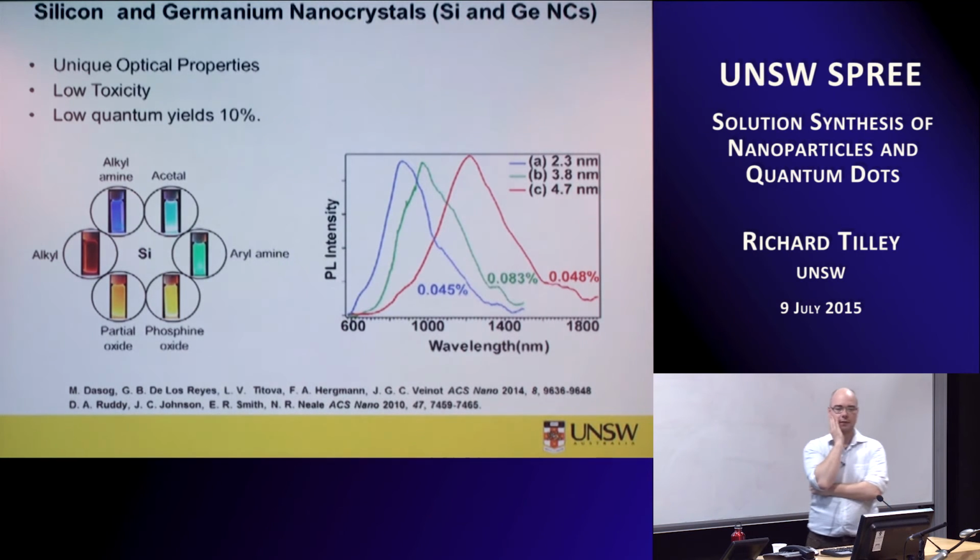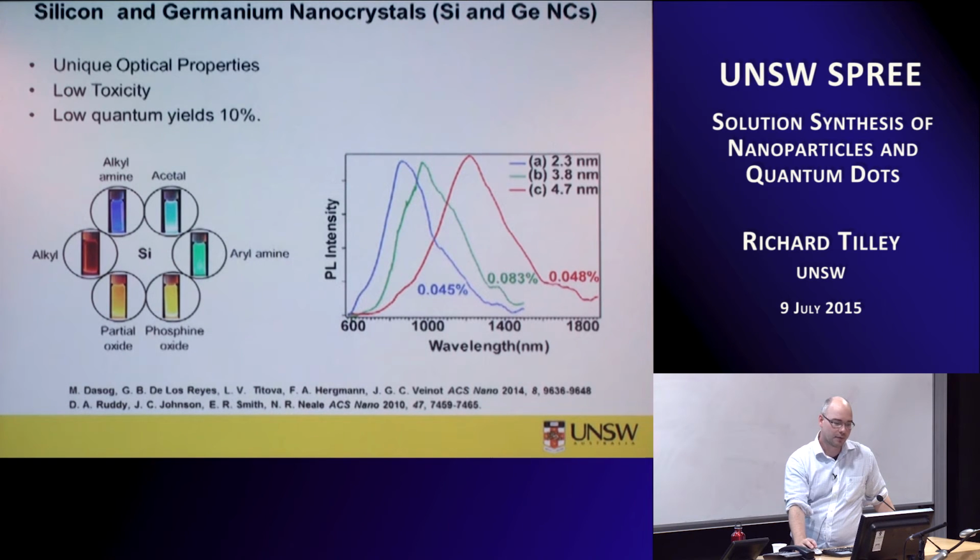So that's a bit of a tour of the work we've done on the silicon and the germanium systems. In terms of where they're at the moment, certainly in terms of the emission, although there are reports from around the world of higher quantum yields, I still think that there are limits in terms of the quantum yields you can get out of them. The big advantage is, of course, the low toxicity.